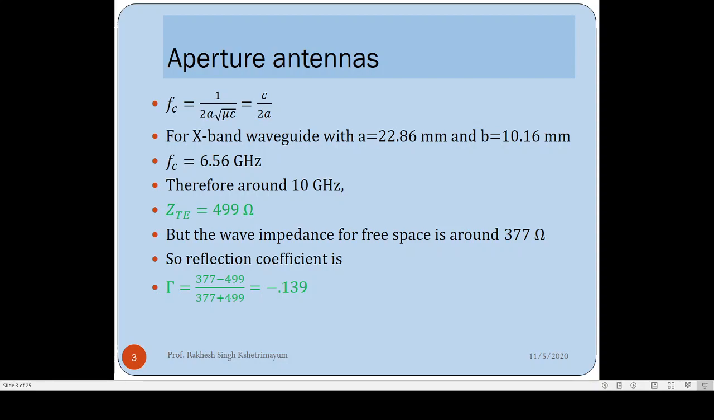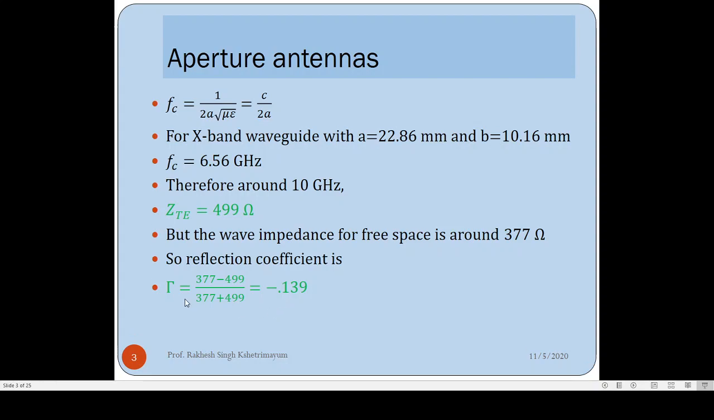And you know what is the wave impedance for free space? Wave impedance for free space is 377 ohm. So you can clearly see that between 499 and 377, there's a lot of difference. The signal which was propagating inside the waveguide in the dominant TE10 mode, when it comes to the open ended waveguide, at the end of the waveguide, what it sees is free space. Free space is 377 ohm. So the load is 377 ohm.